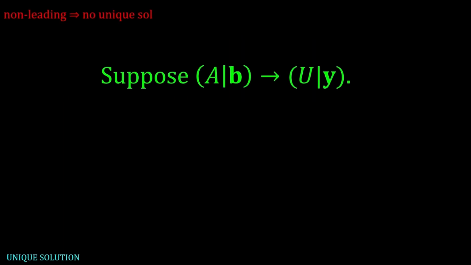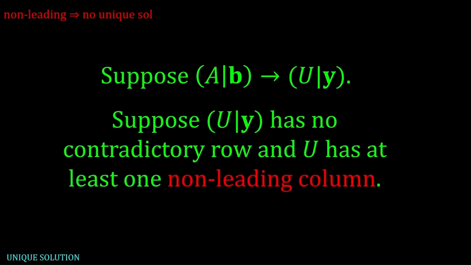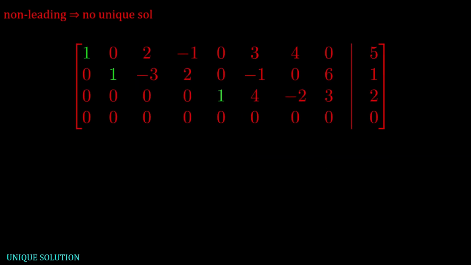Firstly, we're just going to make some assumptions. We're going to assume that U has a non-leading column, or at least one non-leading column. Okay, let's look at an example because that will help us get some intuition.